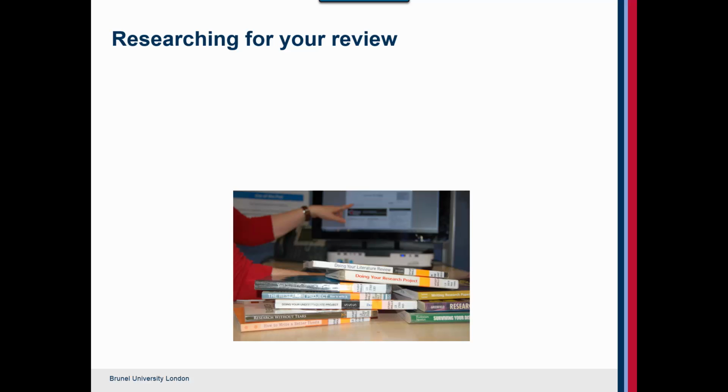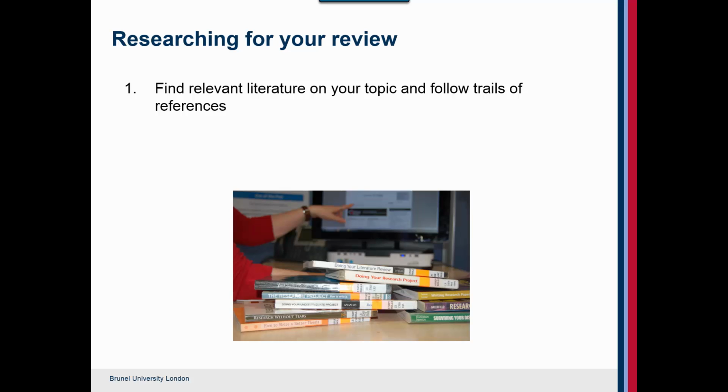Researching for your review is the first stage, and we need to find relevant literature on your topic and follow trails of references too. This means being selective and making decisions as to what you think are relevant resources which you should be incorporating into your literature review. You need to also identify key themes, ideas, and stages in the approach to the topic.